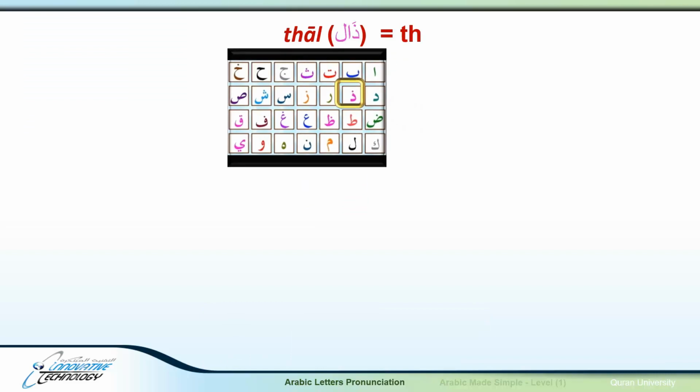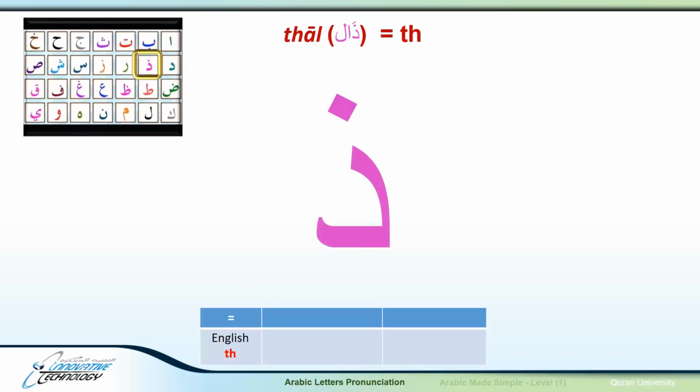Next letter is dhal. Dhal looks like this, and it is resembled in English by a combination of two letters, T followed by an H. This English combination of those two letters could sometimes be pronounced as in thin, yet on other occasions it's pronounced as in this, depending on the word they are used in. But in Arabic, the pronunciation of those two combined English letters takes the shape of two uniquely different Arabic letters, one for each sound.